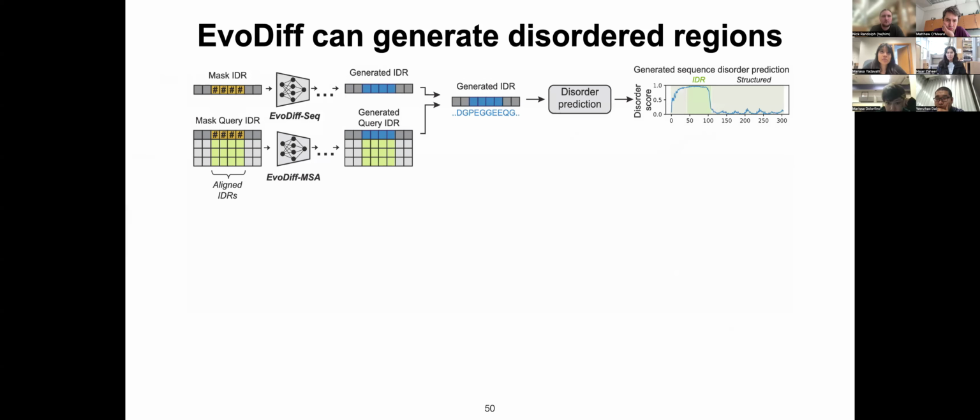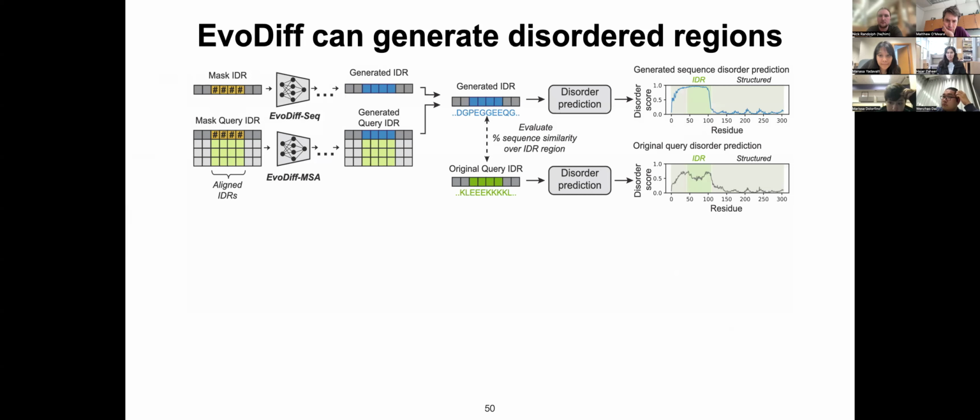We can take that and pass it through some disorder predictor. Here we're using a model called DR-BERT, not as well characterized as something like AlphaFold or OmegaFold, but it works pretty well for these purposes. And the output of this is a disorder score for every residue in our protein sequence. And again, we can compare this to our original query and compare what the disorder prediction score is for both of these sequences. And ideally, it's the case that our generated sequence will have a high disorder score in the same region of something that we masked out.